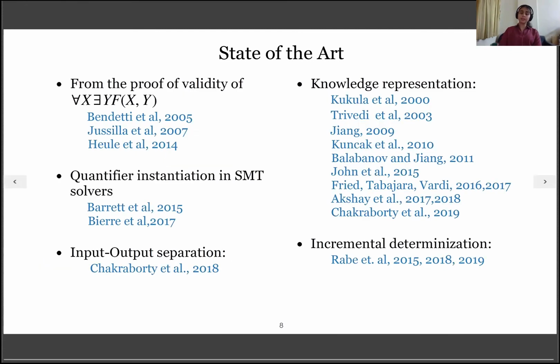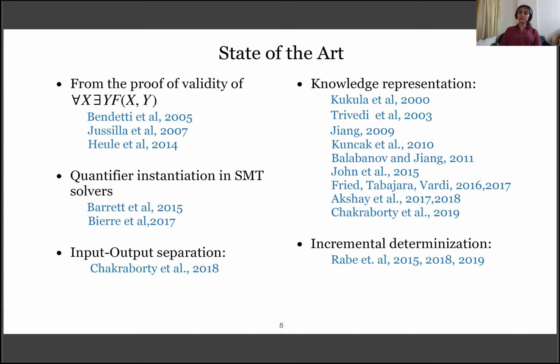On the other hand, the algorithmic improvement has been driven by a diverse set of techniques. Proof of validity, quantifier instantiation in SMT solvers, input-output separation, knowledge representation, and incremental determinization are some of the techniques that were used in recent years. Despite intense algorithmic development over the decades, there still exists a good fraction of instances which are beyond the reach of the state of the art. We, as practitioners, believe that we can do much better.